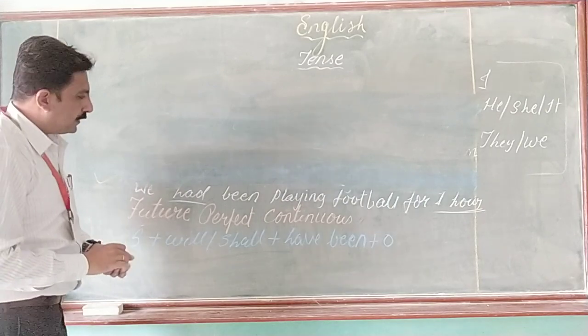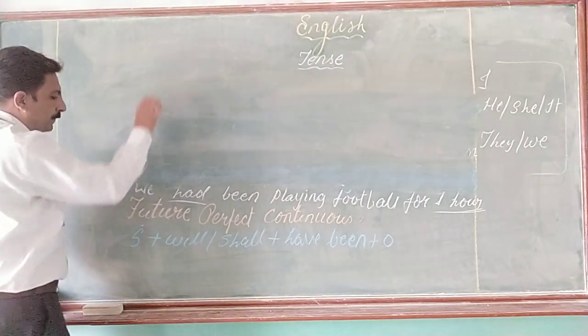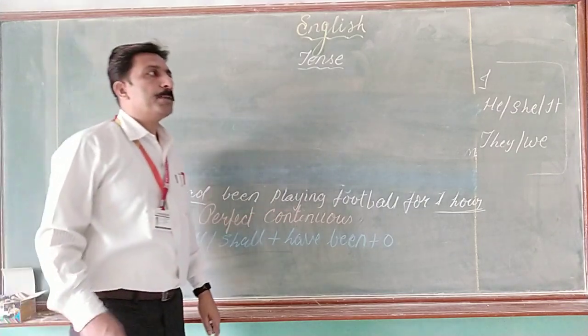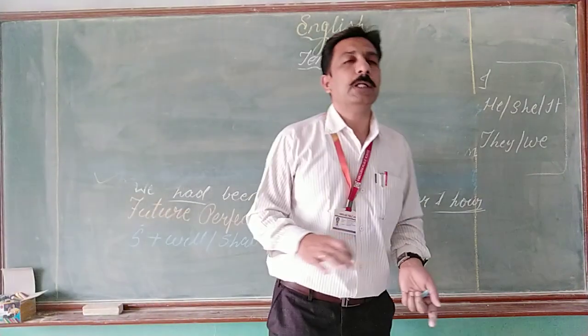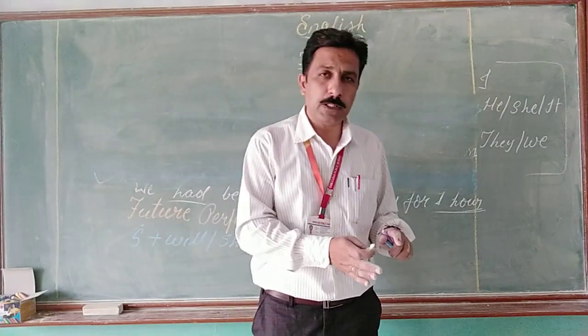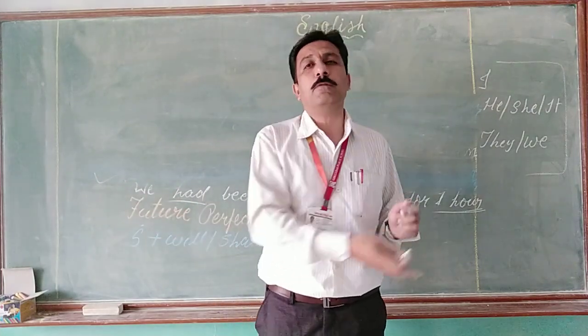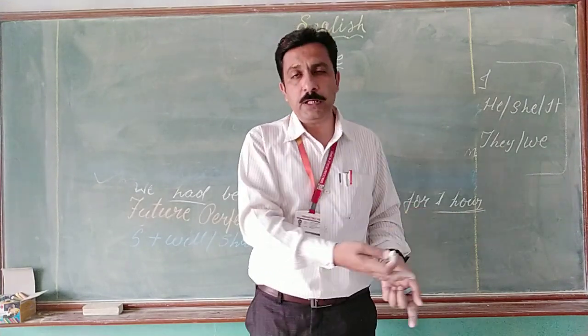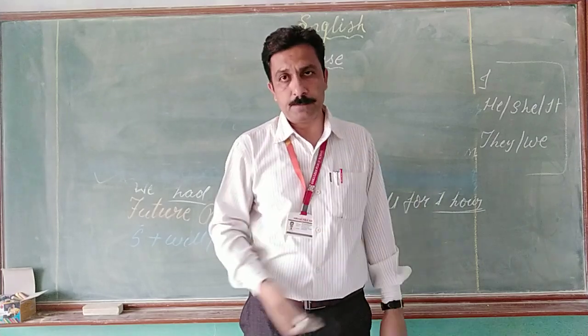Now, so that I can write the example here. This is future perfect continuous. Present perfect continuous over, past perfect continuous over. Now it is future perfect continuous: something which will continue in the coming future.